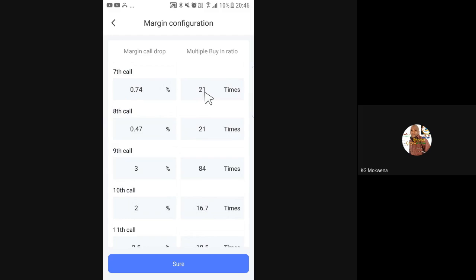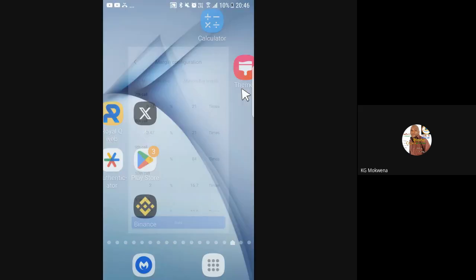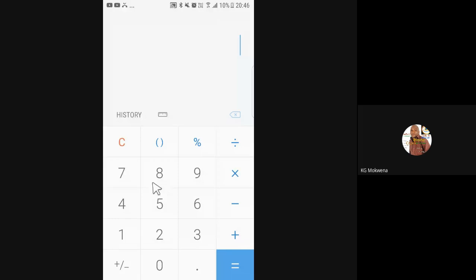And that money is going to be according to the first buying amount. If your first buying amount is $50, then it means it's going to be 21 times $50. Let's quickly take a calculator and check this together. So now you can check here. Let's say 21 times your first buying amount, which is $50. I'm giving an example.